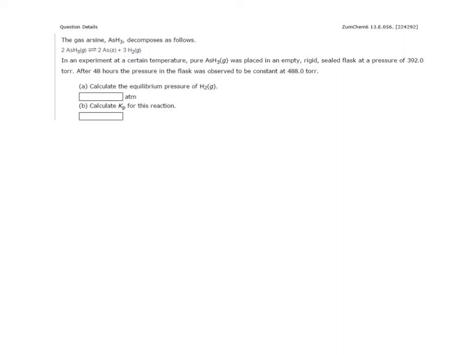So let's start by writing an expression for Kp, since they're going to be asking about Kp. With Kp, gases are of relevance, but solids are not. Solids do not belong in equilibrium expressions. So we have the pressure of hydrogen cubed and the pressure of AsH3 squared. That's how we'll end up calculating Kp.